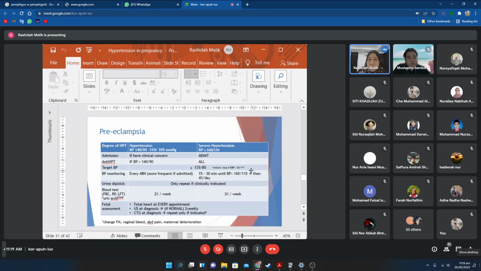BP monitoring: if you have preeclampsia, even though it is not severe hypertension, you will need to monitor the BP more frequently. Recommended is every other day.